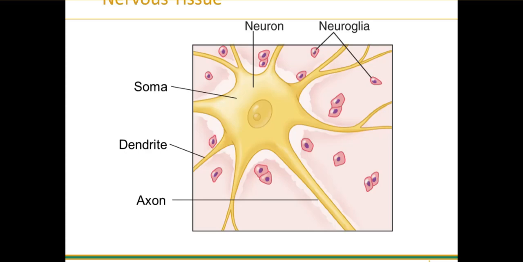The next type of tissue is nervous tissue. Nervous tissue is unique because it's highly excitable and very conductive, which means that it sends messages back and forth from the brain and spinal cord out to your peripheral nerves very, very quickly.